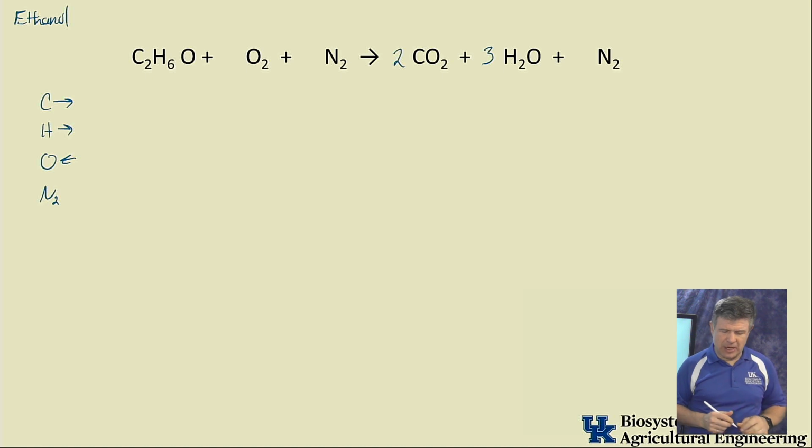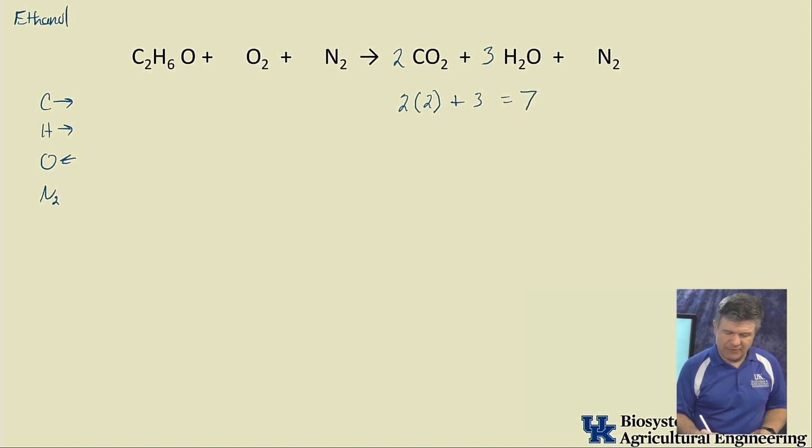So oxygens now. What do I have on the right? Let's calculate it out. I have 2 oxygens in each carbon dioxide, so 2 carbon dioxides times 2 oxygen atoms in each one, so 2 times 2, plus how many waters do I have? I have 3 waters, and there's 1 oxygen in each water molecule, so plus 3. So 2 times 2 is 4, plus 3 is 7. That's what I have on the right.